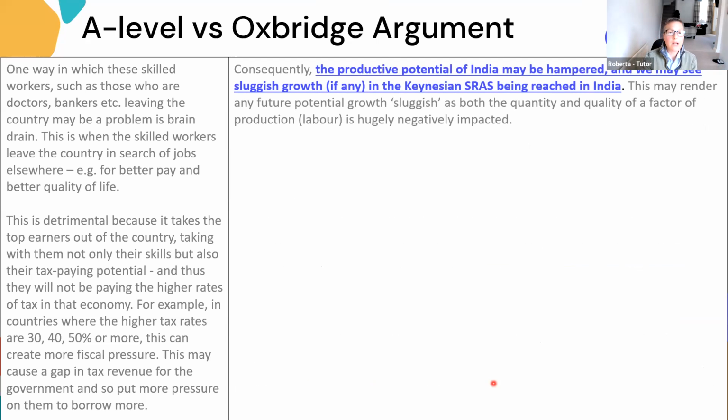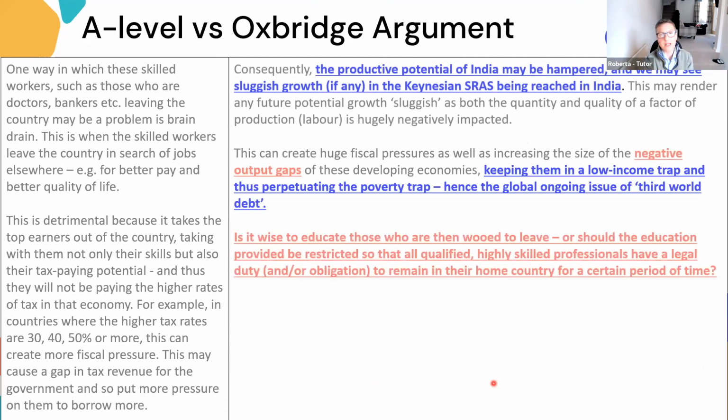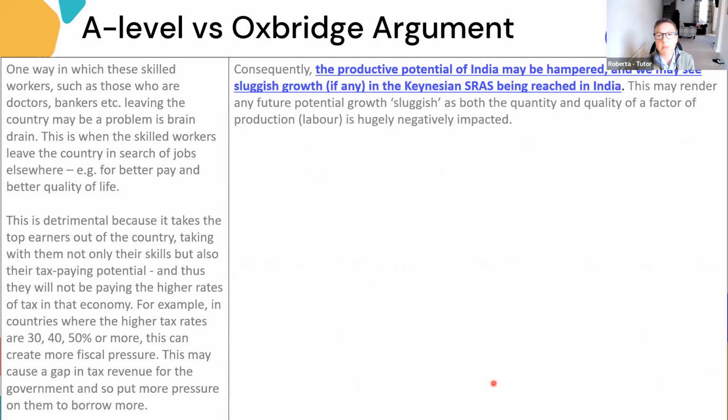Again, really quickly flying through this. Consequently, another chain of reasoning. The productive potential might be hampered because we see sluggish growth, if anything, in the Keynesian short run aggregate supply curve being reached in India. Remember, I'm now breaking down AS and AD, which might render any future potential growth sluggish in terms of the quantity and quality of that factor of production. And I don't need to go through the rest of this because you get the point.